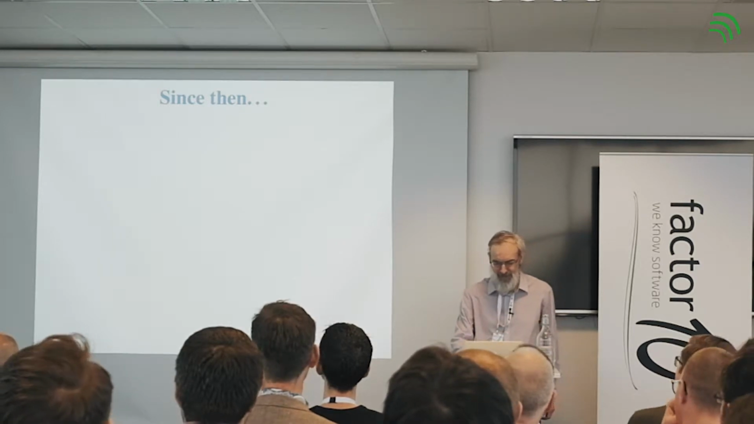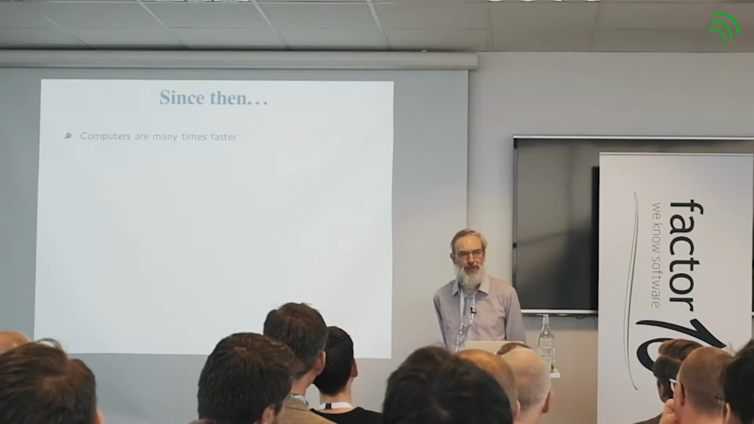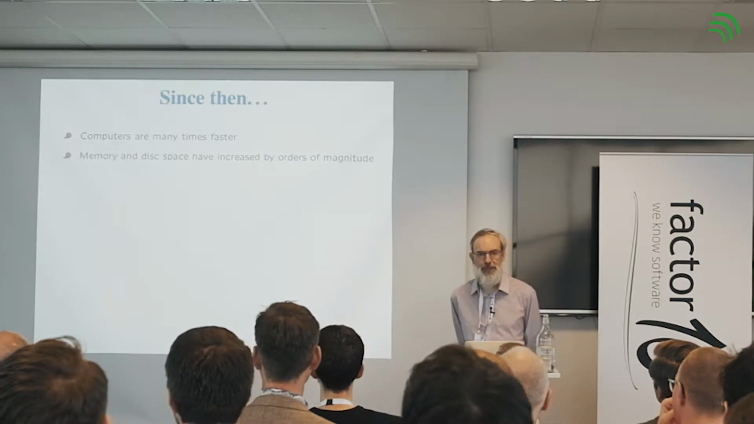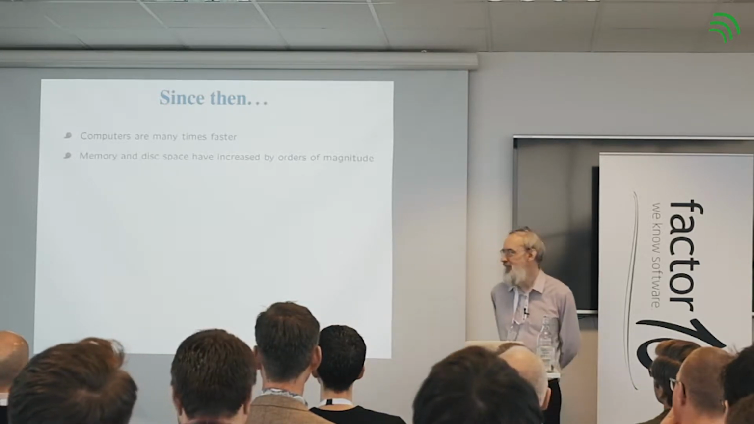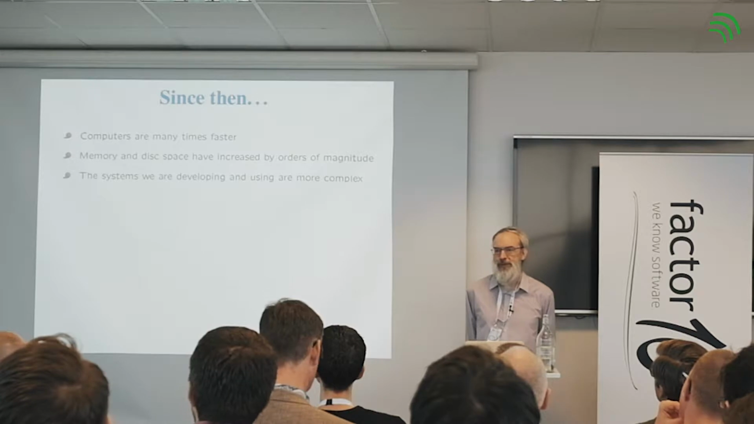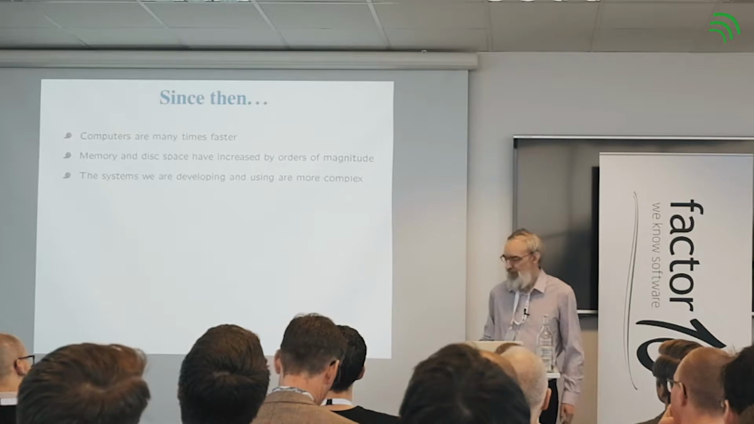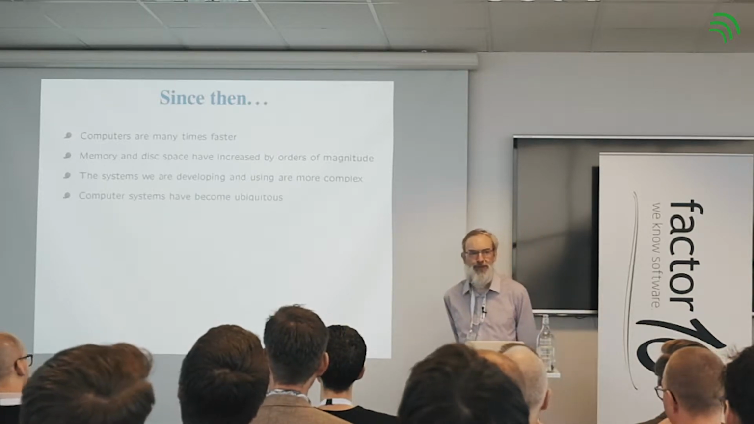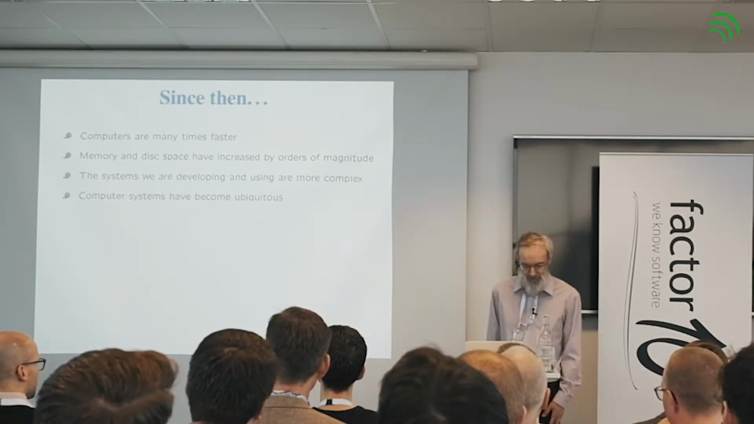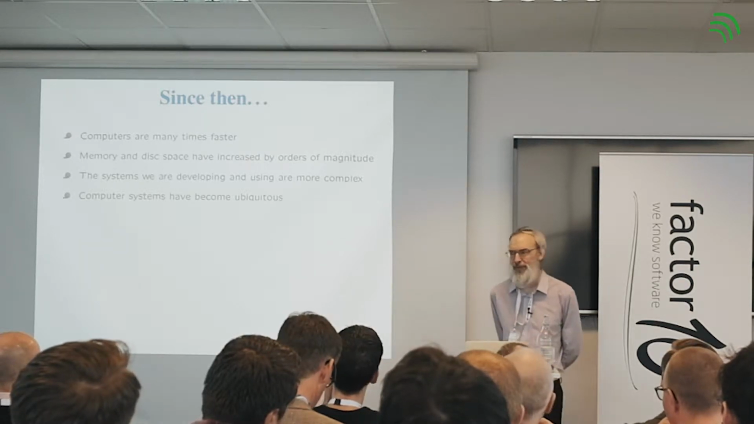So what's happened since then? Well, computers are many times faster, orders of magnitude, thousands of times faster. And they've got thousands of times more memory and disk space. And as a result, we're able to develop much bigger and more complex systems, vastly more complex. And computer systems have become more ubiquitous. Computers are everywhere now. There's one in my pocket. I suspect you've all got one, or perhaps several, with you at the moment.